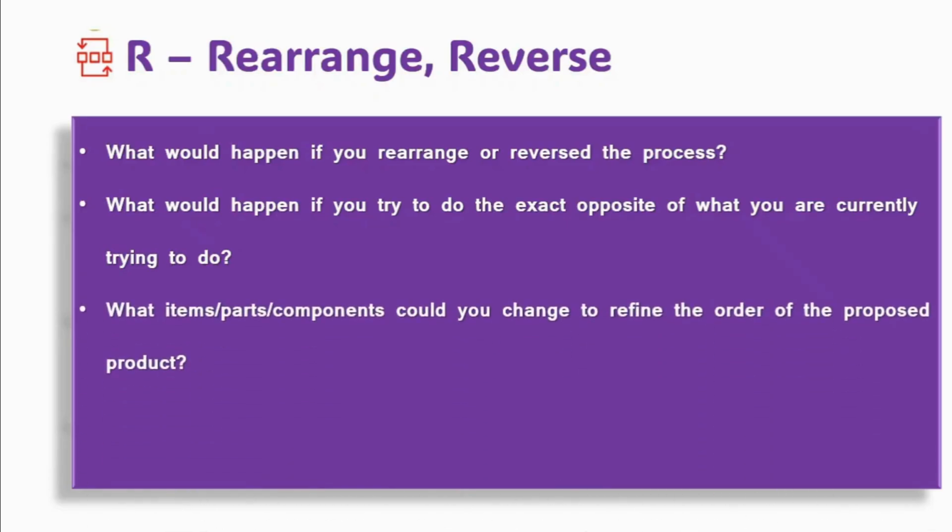Then what items, parts, or components could you change to refine the order of the proposed product? Ultimately, you have the same product, but you are just changing the sequence. Then how could you reorganize the proposed product? So ultimately, by using the SCAMPER technique, you are doing the iterations in various ways. That's why this tool is used in brainstorming activity, and it is a very essential tool of creativity. Okay, so this is it for our SCAMPER technique.